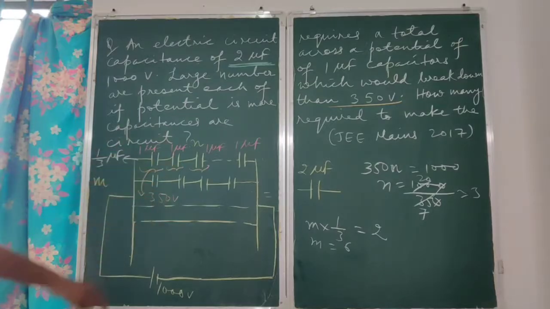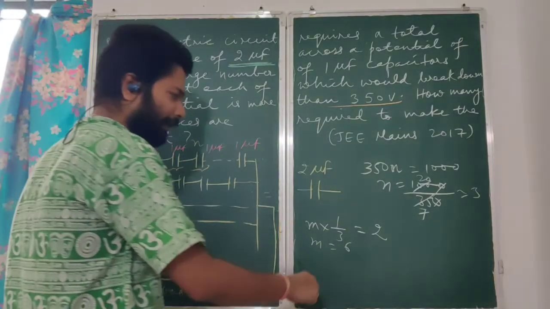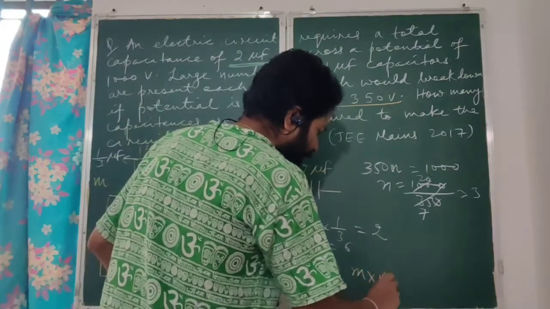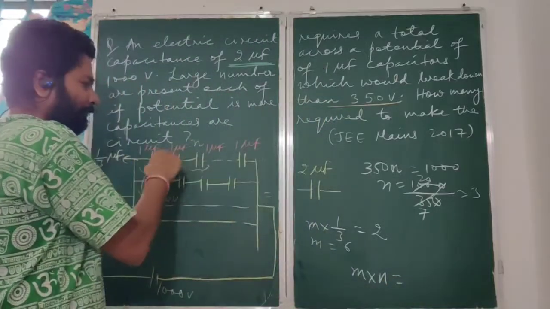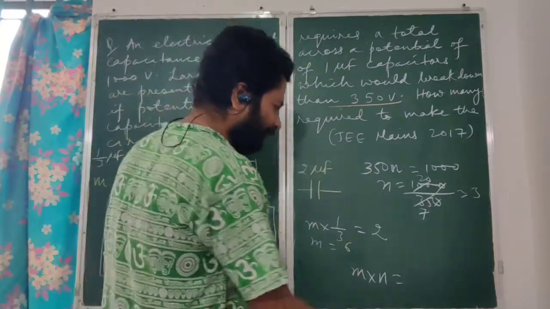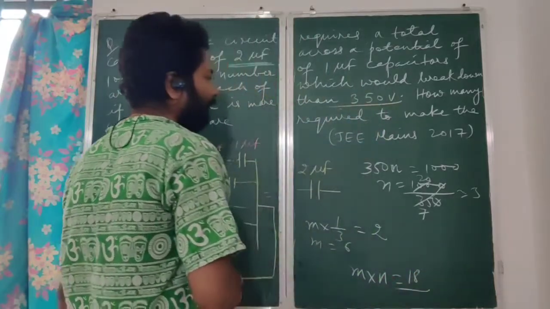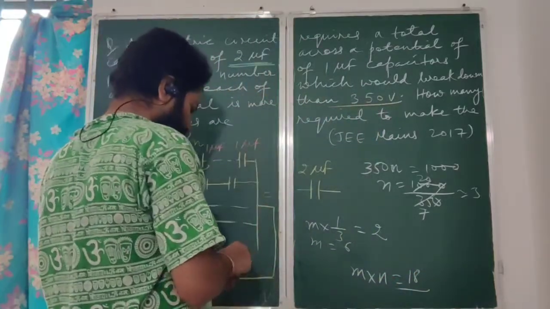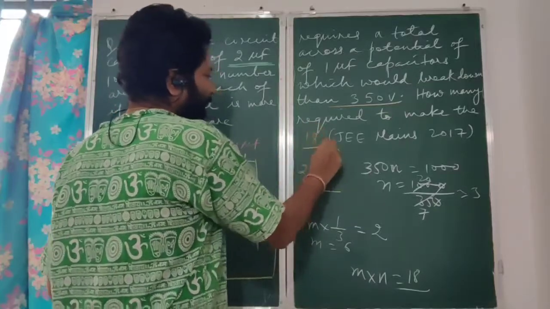Then what is the total number of capacitors that we are using here? M into n: number of units in each row into number of rows. So 3 into 6 is 18. So the answer for this question will be 18.